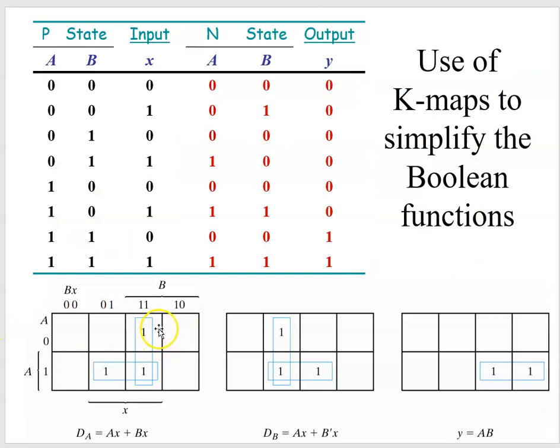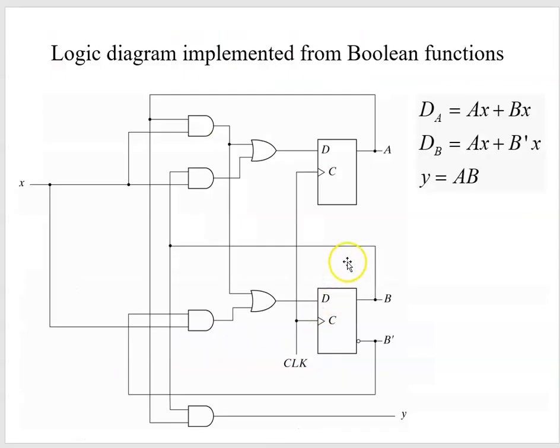So we can make our Karnaugh map for each of those, and we find DA equals AX or BX, DB equals AX or B prime X, and Y is equal to AB. And since that DA is the input to our D flip-flop, we have 2 flip-flops, one output A, one output B, and then we can draw our logic diagram for that. So that we've practiced a few times, and it's good to practice that whole thing. Basically, it's the synthesis step by hand.